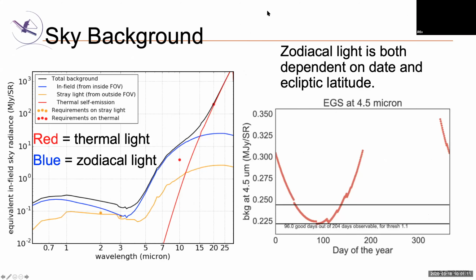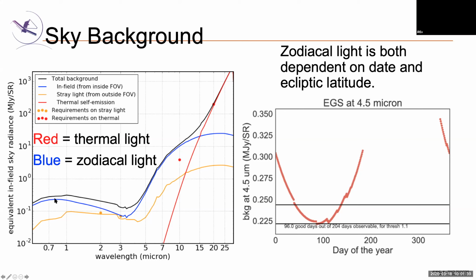Okay, another topic, sky background. You have to know that for imaging and spectroscopy, especially in the mid-infrared, the sky background is important to consider as you go beyond, say, 4 microns. That's important to consider. So on the left, you have the flux as a function of the wavelength coming from all sources of background.